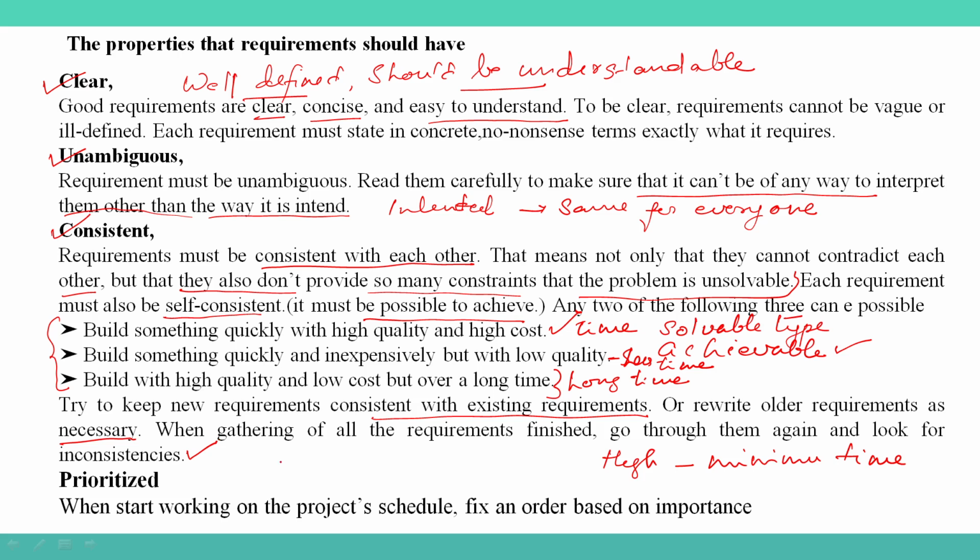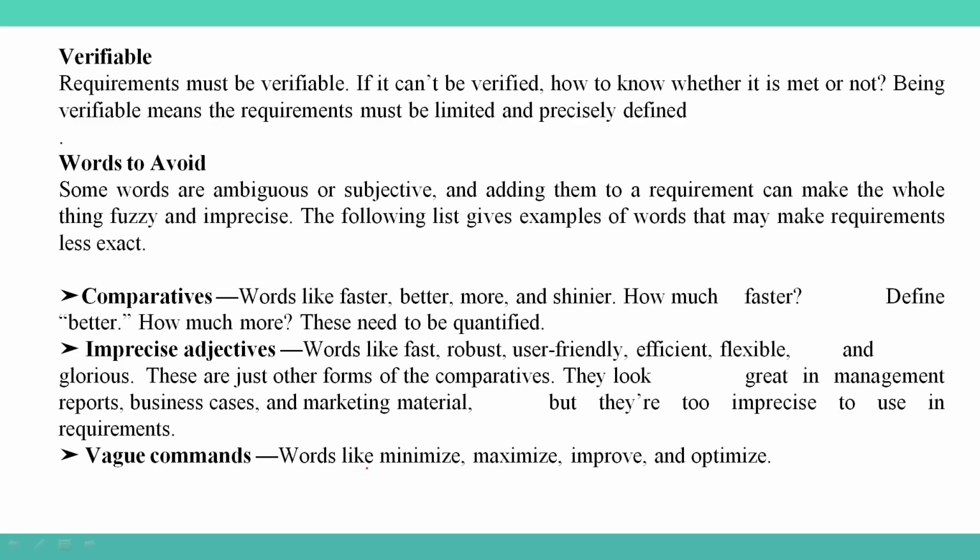Now, when you start working on the project schedule, fix an order based on importance. That means you have to prioritize your requirements. Requirements have to be put in an order. This is the first, this is the second, this is the third, or otherwise there will not be any use for your developed system. Then your requirement should be verifiable.